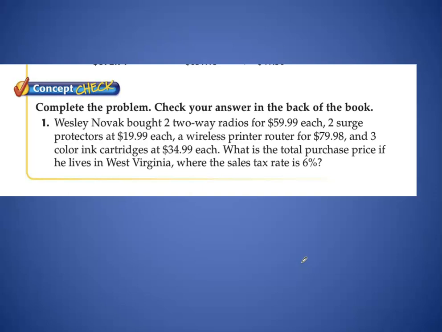Let's use those three steps and do this problem. Pause the video, work the problem, and when you get done, watch and see if you did it correctly. Wesley Novak bought two two-way radios for $59.99 each, two surge protectors at $19.99 each, a wireless printer router for $79.98, and 3 color ink cartridges at $34.99. What was the total purchase price if he lives in West Virginia, where the sales tax is 6%?